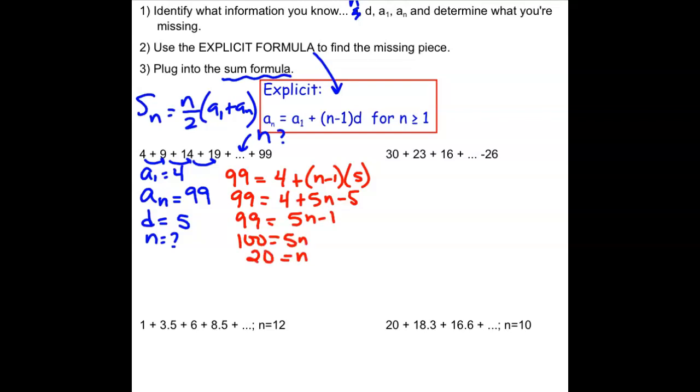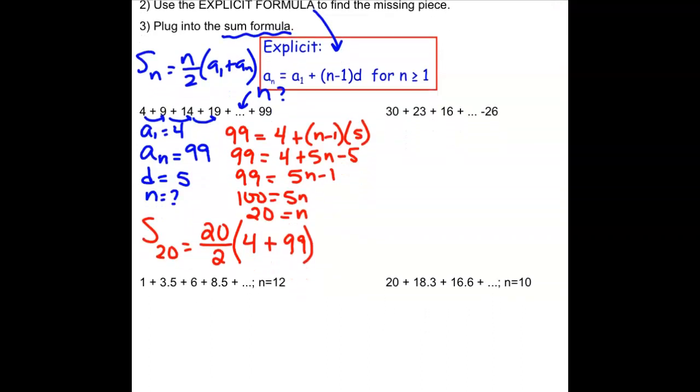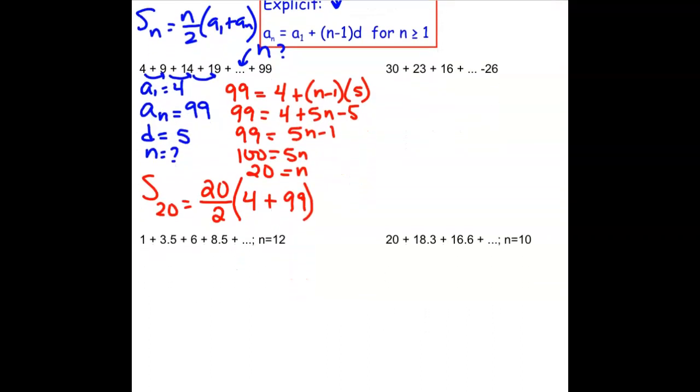So now I can use that to figure out my sum. The sum of those 20 numbers. We take the total number of terms and pair them up. So we're dividing by 2 to pair them up. And then each pair of numbers is equivalent to the first term plus the last term. So 4 plus 99. So 4 plus 99 is 103. 20 divided by 2 is 10. So our total here would be 1,030.